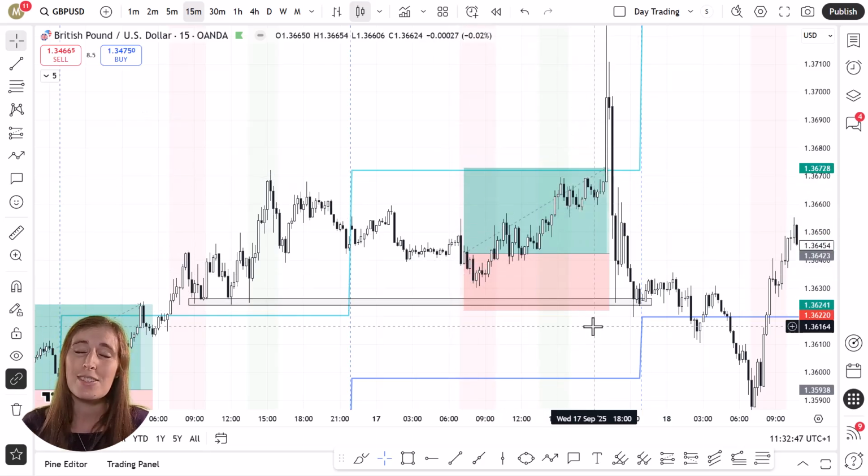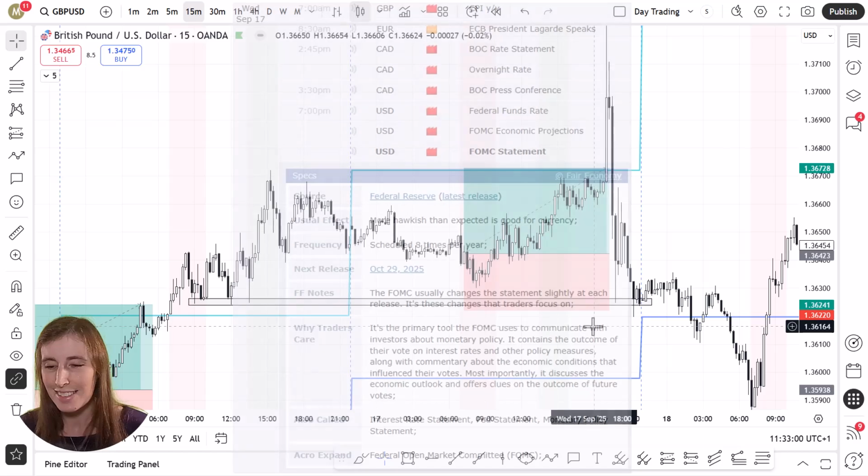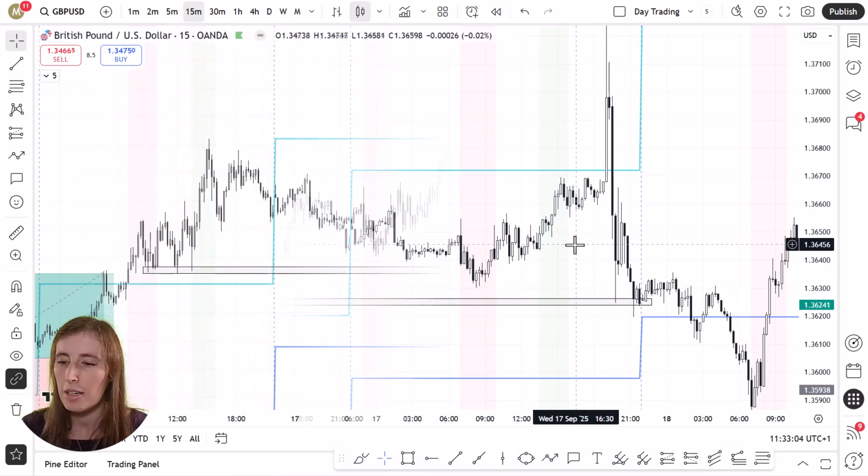But I wouldn't have taken this on Wednesday, and that's because we had some major news release due out for the dollar, which was FOMC. And past experience has taught me to just not trade a day when FOMC is due out because it can be incredibly choppy. So even though this technically would have won, I wouldn't have probably taken that trade anyway.